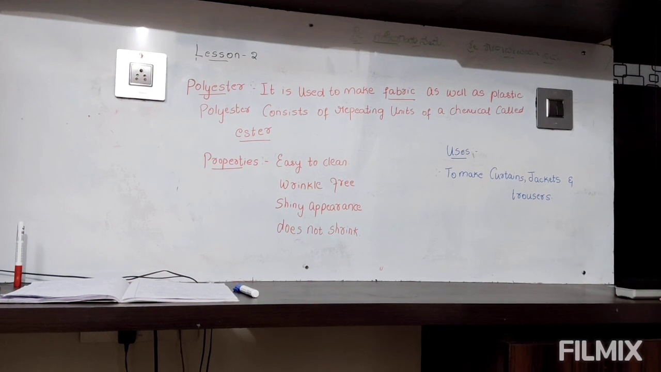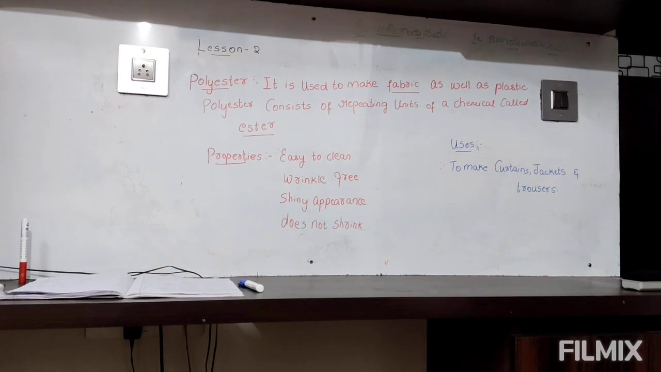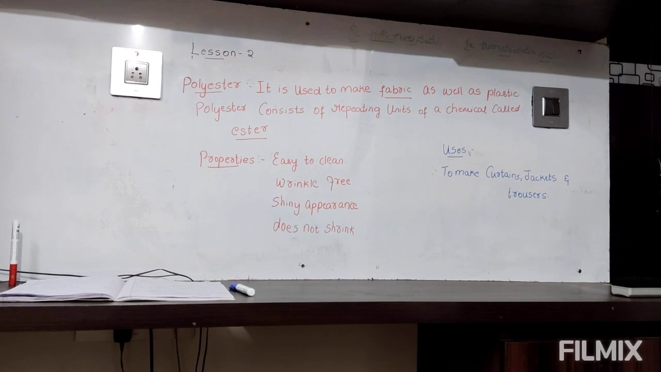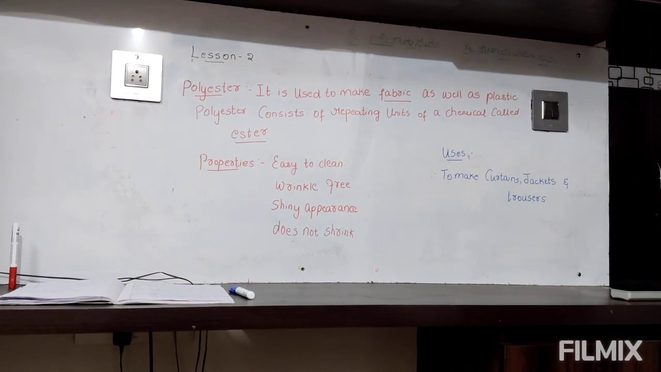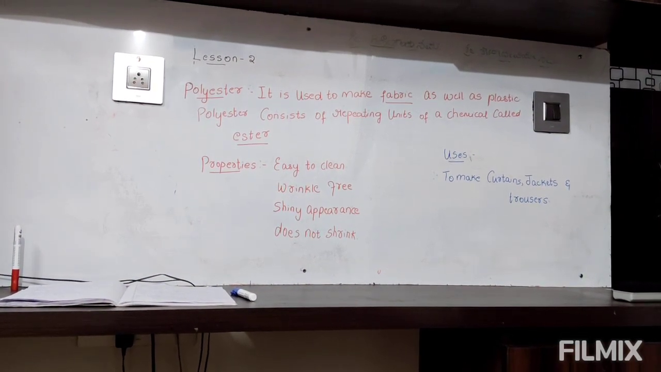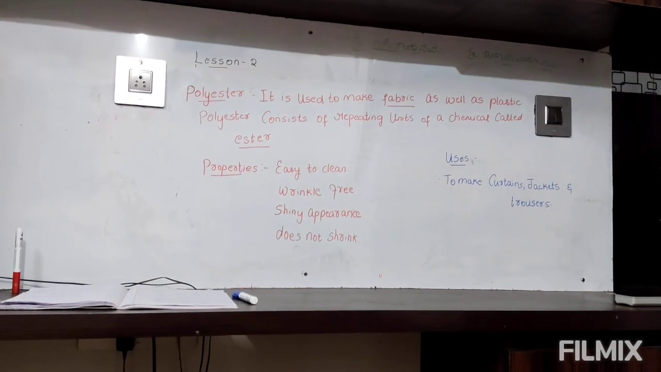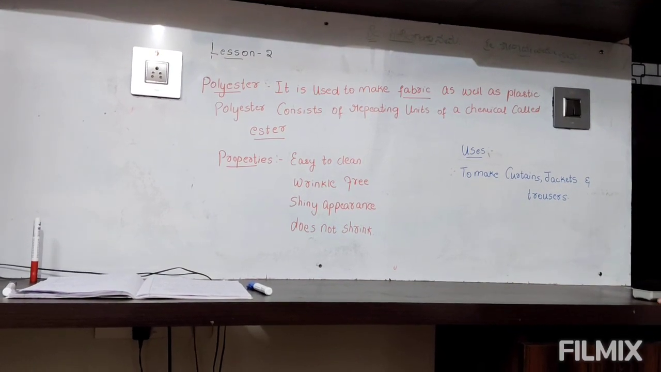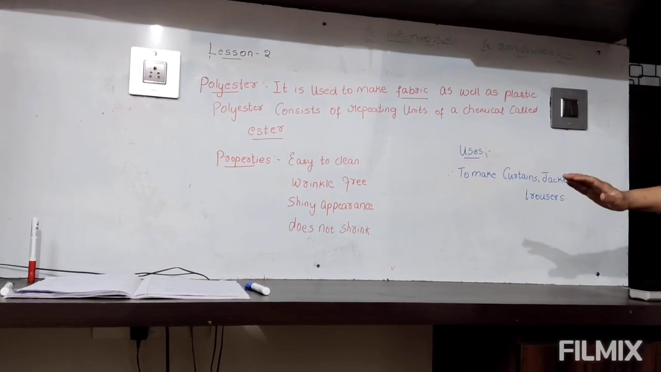Polyester consists of repeating units of chemicals called ester. The name itself says poly plus ester. Poly means many. Understood? Many small units, monomers. Many small units make polyester, consisting of repeating units of chemicals called ester. Understood?